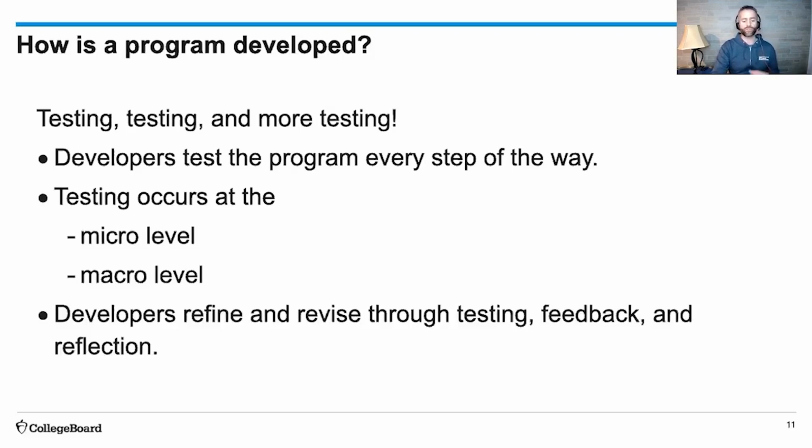And then developers are going to refine and revise through testing, feedback, and reflection. So they've tested it. They receive feedback. Users say, "Hey, it doesn't do this, and I'd like it to do this," or something like that. And then reflection. The developers say, "Hey, maybe we should have done this. Maybe we could do this. Maybe this is an opportunity to do this."